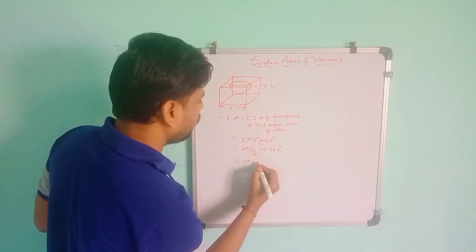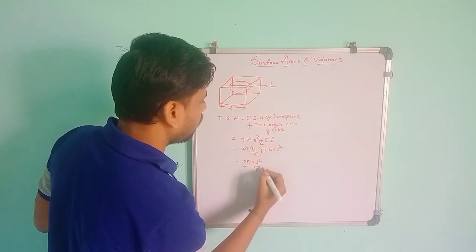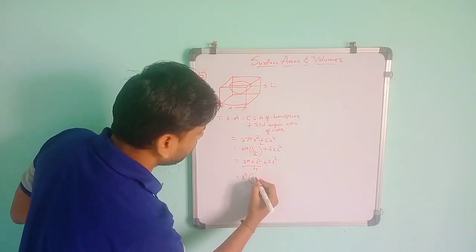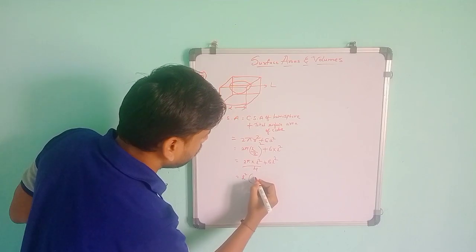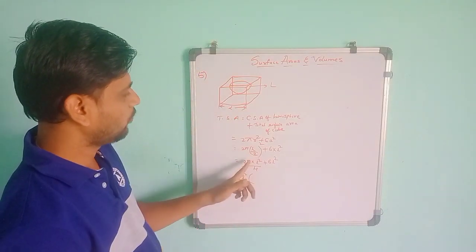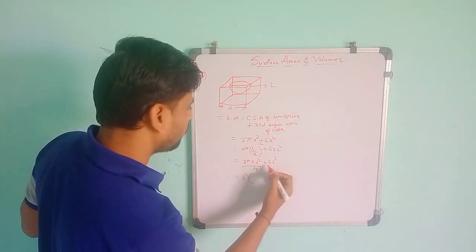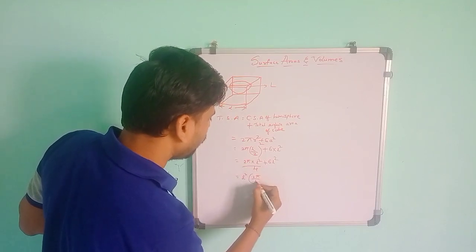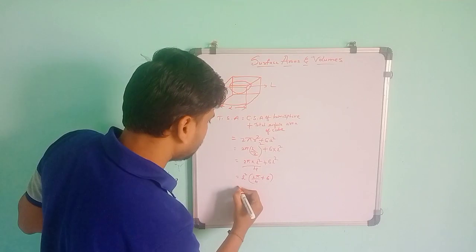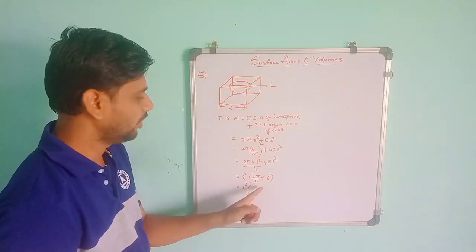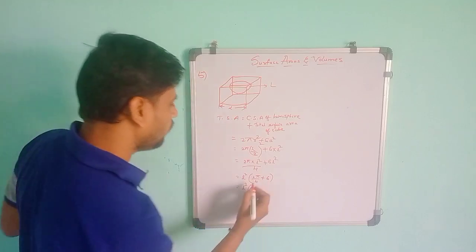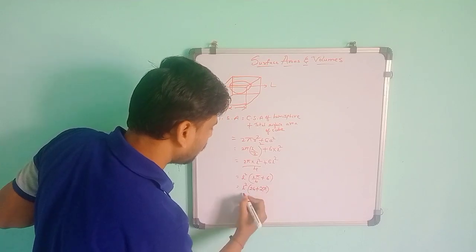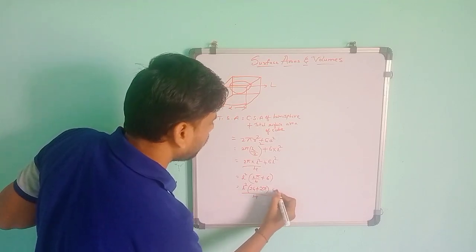So this gives 2 pi into L square divided by 2 square, which is 4, plus 6L square. If you take L square common, the remaining is 2 pi by 4 plus 6. So this will give L square times 2 pi by 4 plus 6. If you take the LCM, 4 into 6 is 24, so L square into (24 plus 2 pi) divided by 4, square units.